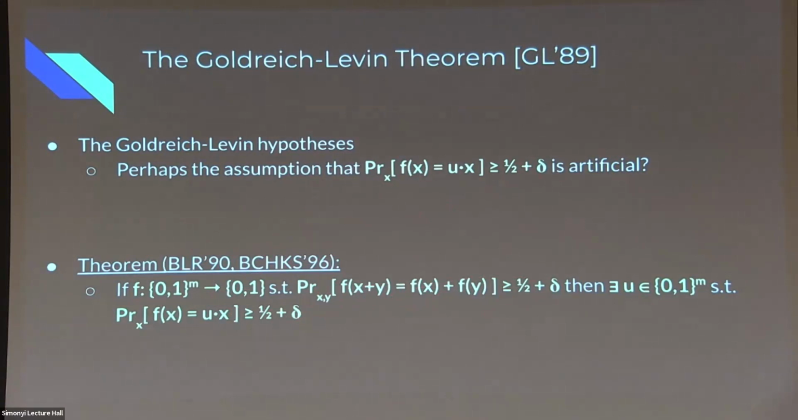And clearly, if it is a linear function, this will pass with probability 1. And what BLR show is that if the probability of passing the test is any better than just random, any better than 1/2, then it has agreement 1/2 plus delta. And this is kind of the starting point of Goldreich-Levin.